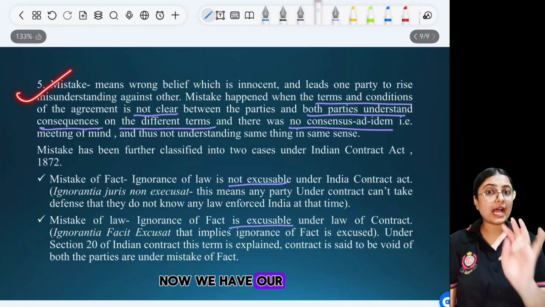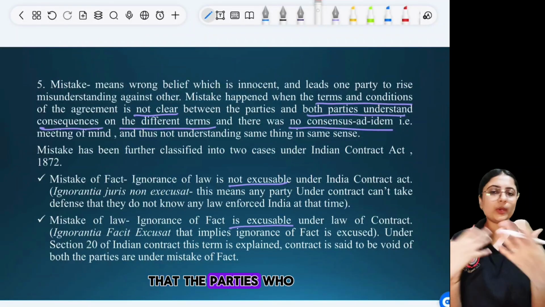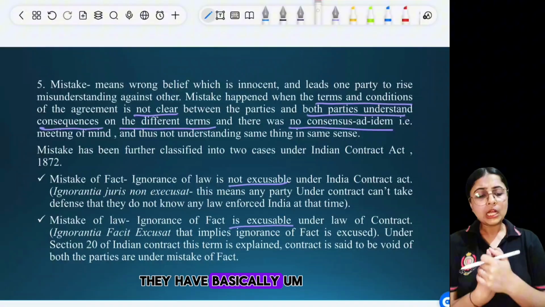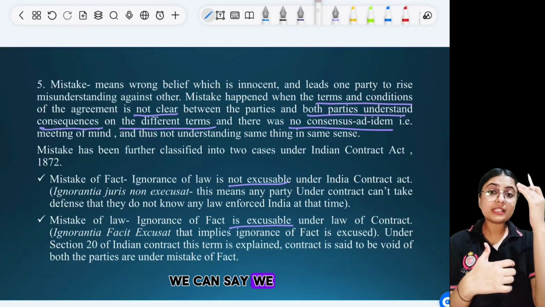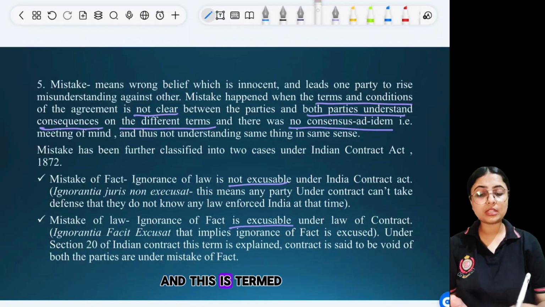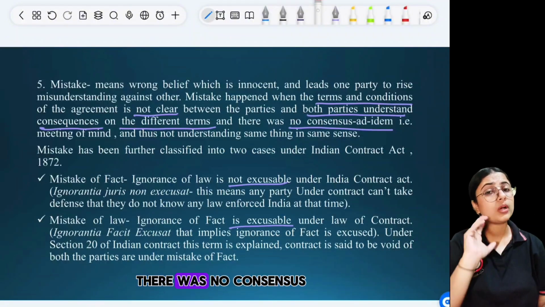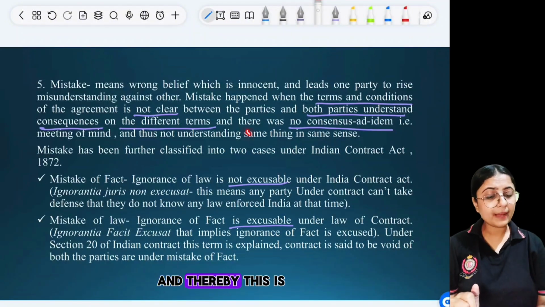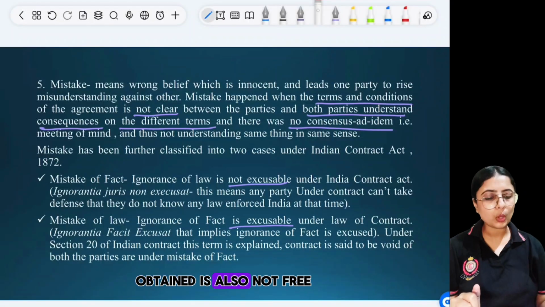Now we have our last category, which is mistake. Mistake means that the parties who are entering into a contract have not agreed upon the same thing in the same sense. We can say the terms and conditions are not clear between both the parties, and this is termed as mistake. There was no meeting of the minds, there was no consensus ad idem, and thereby this is known as mistake, and the consent obtained here is also not free.